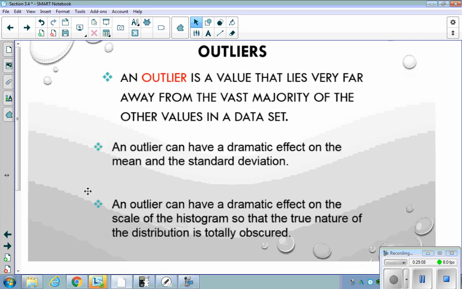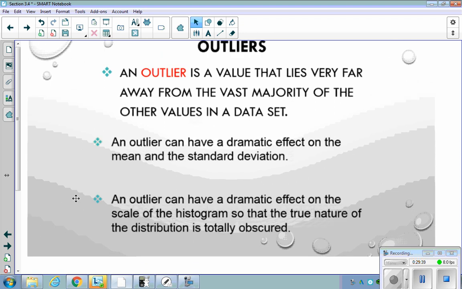So here we have to determine if something is an outlier. An outlier is an unusual value. We've talked about usual and unusual. An outlier is an unusual value. It's something way out to either side. Could be way low, could be way high. It can have a very dramatic effect, as we've seen in the past, on the mean and the standard deviation. Okay?